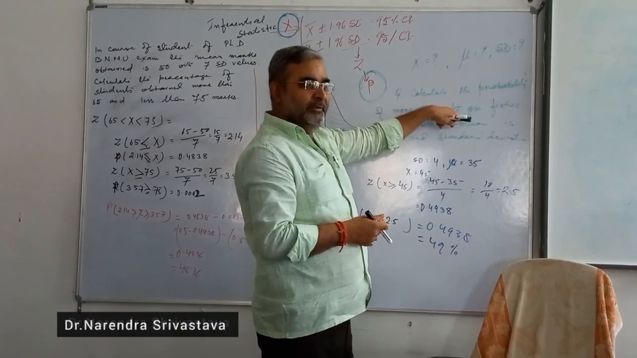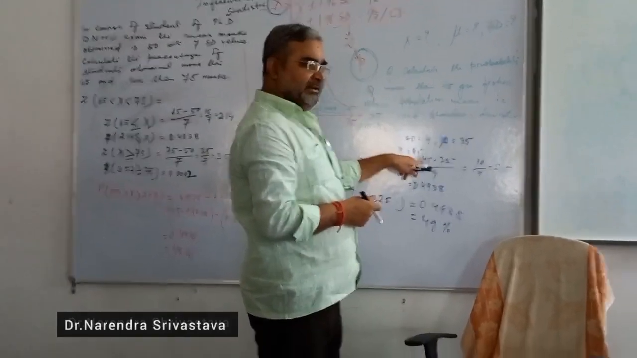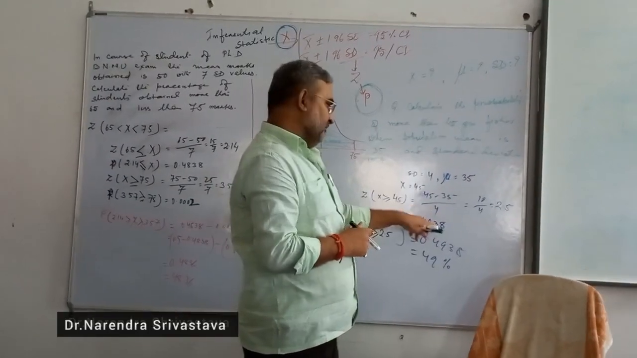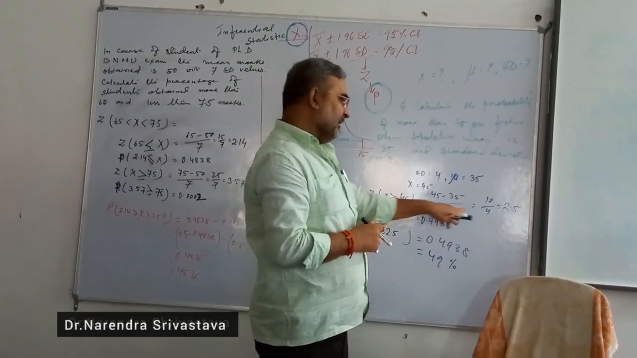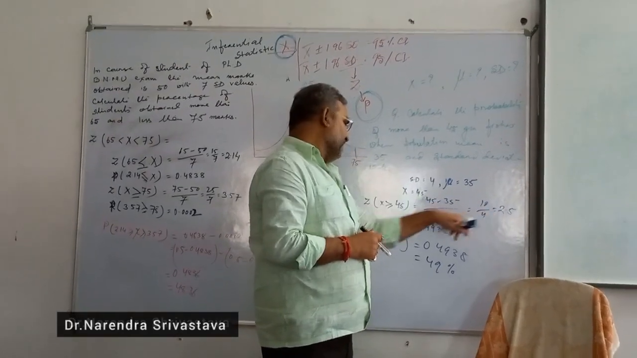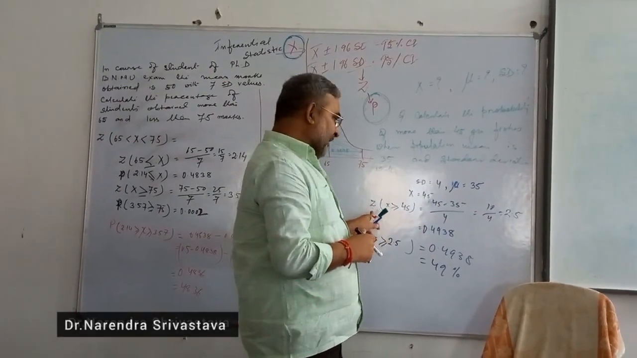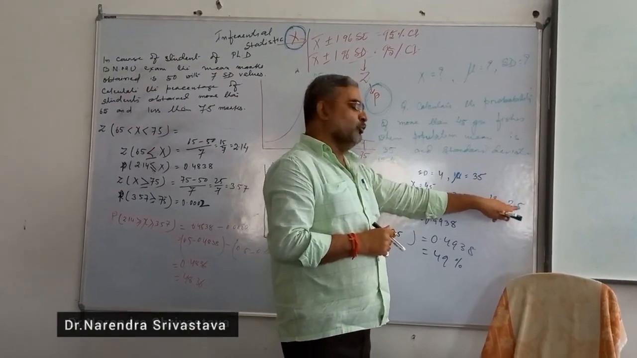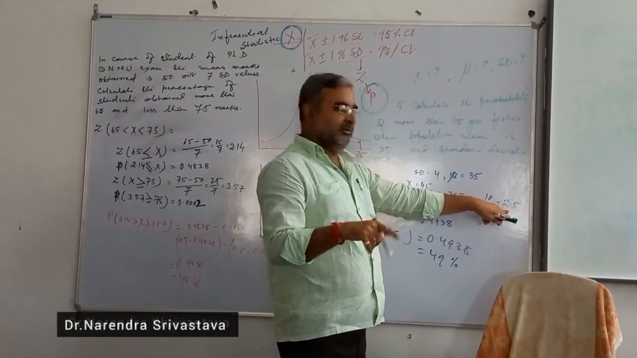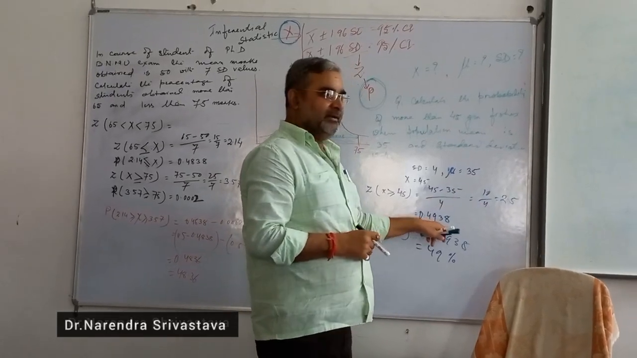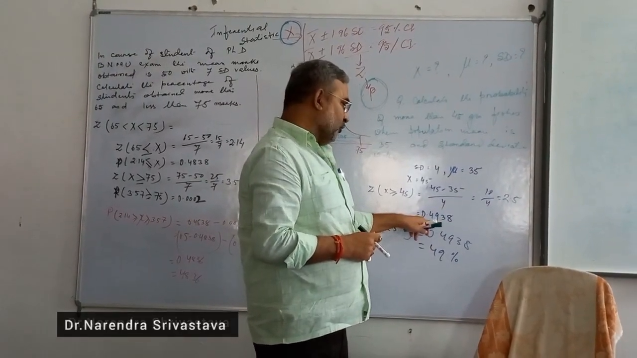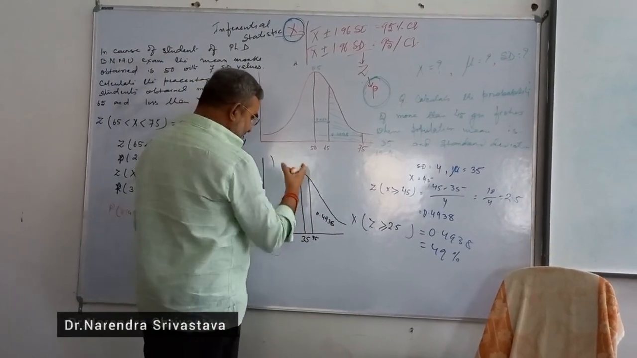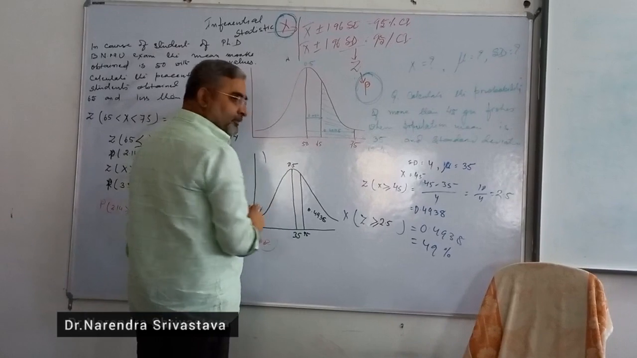More than the 45: the x value which you want to know, minus the population mean, divided by the standard deviation. That is 2.5. That 2.5 is the value of z. And thereafter you obtain the value of 2.5 from the z distribution table. That is 0.4938, and the 0.4938 is the part of the 0.5.